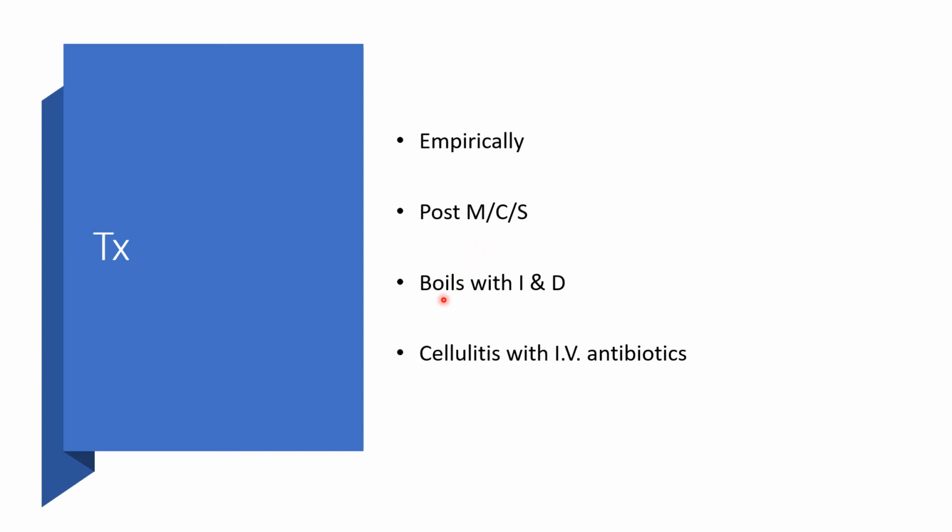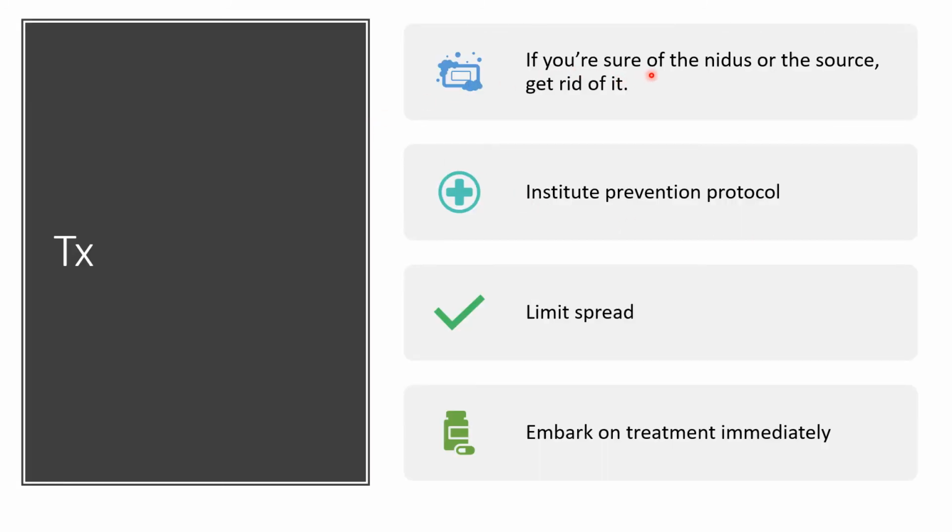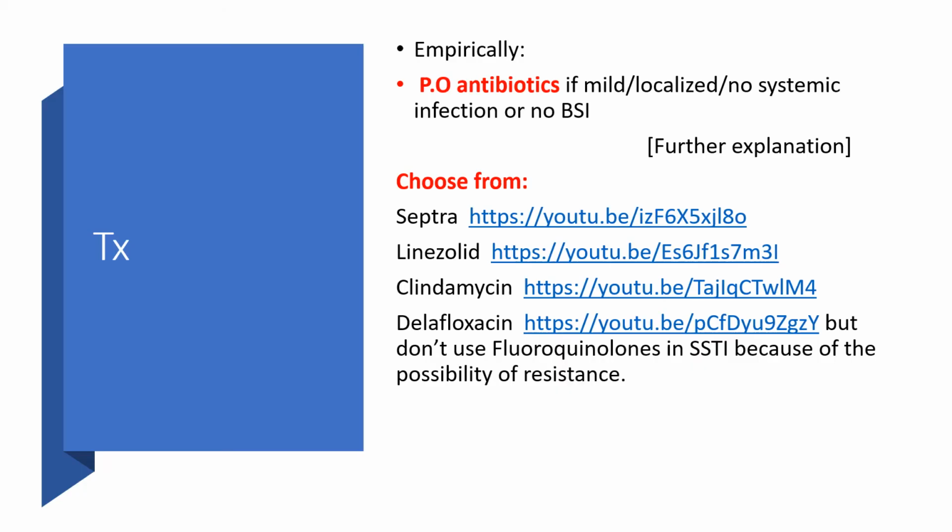When there is a boil, we have to have incision and draining. As a matter of fact, this is a rule in medicine that anywhere there is an abscess, there must be incision and draining. In cellulitis, we use intravenous antibiotics. If you are sure of the nidus or the source of the MRSA, then get rid of it. Institute the prevention protocol quickly; we will go into full preventive measures in a bit. Limit the spread, and embark on treatment instantly.